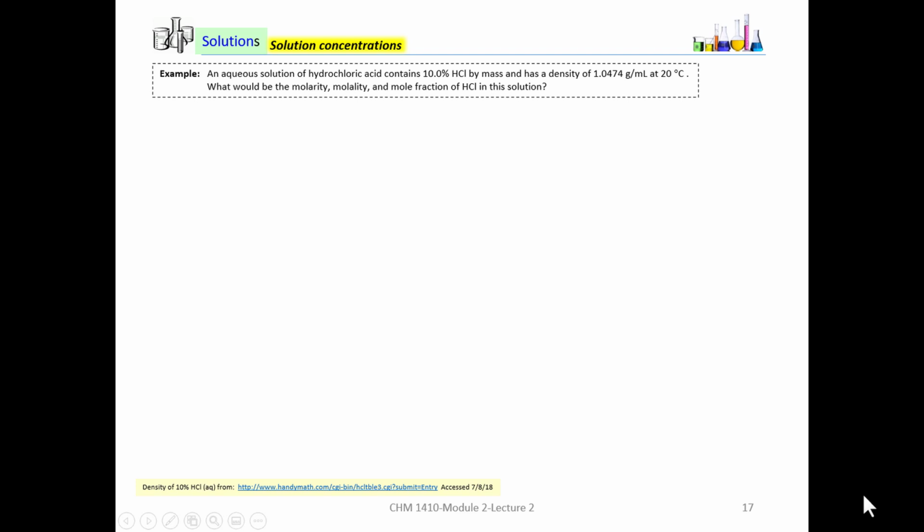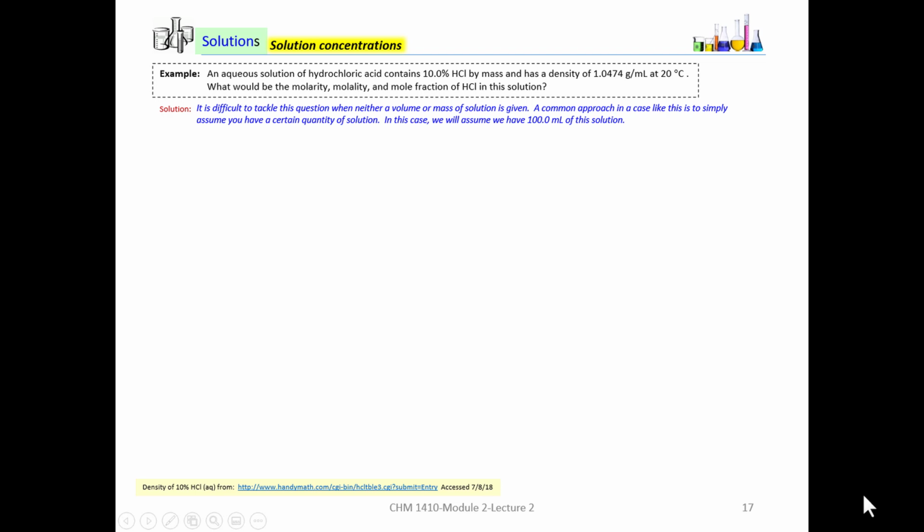Let's suppose you have an aqueous solution of hydrochloric acid which contains 10% HCl by mass and has a density of 1.0474 grams per milliliter at 20 degrees C. The question here is what would be the molarity, the molality, and the mole fraction of HCl in this solution? Well, if you think about it for a second, it's difficult to tackle this question because neither a volume or a mass of solution is given.